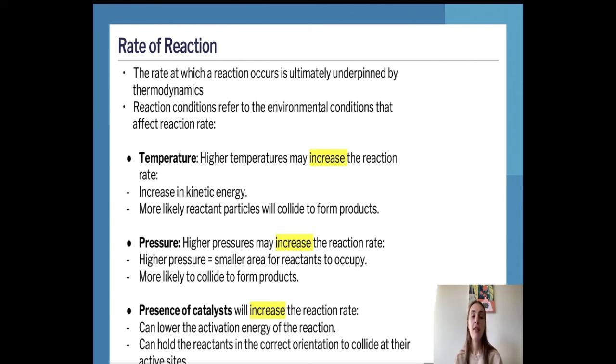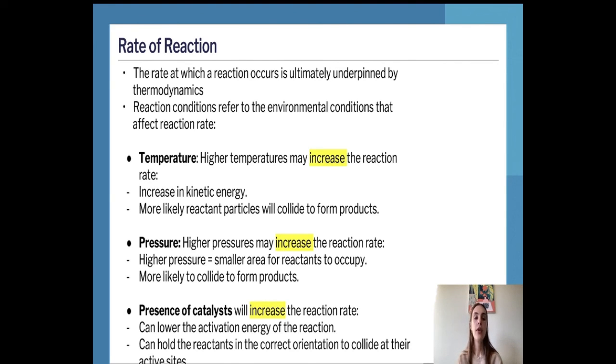And finally, we have catalysts. And so catalysts will increase the reaction rate because catalysts can work by lowering the activation energy for the reaction. So this will mean that if the activation energy is lower, less energy is required when those molecules collide in order for a product to be produced.